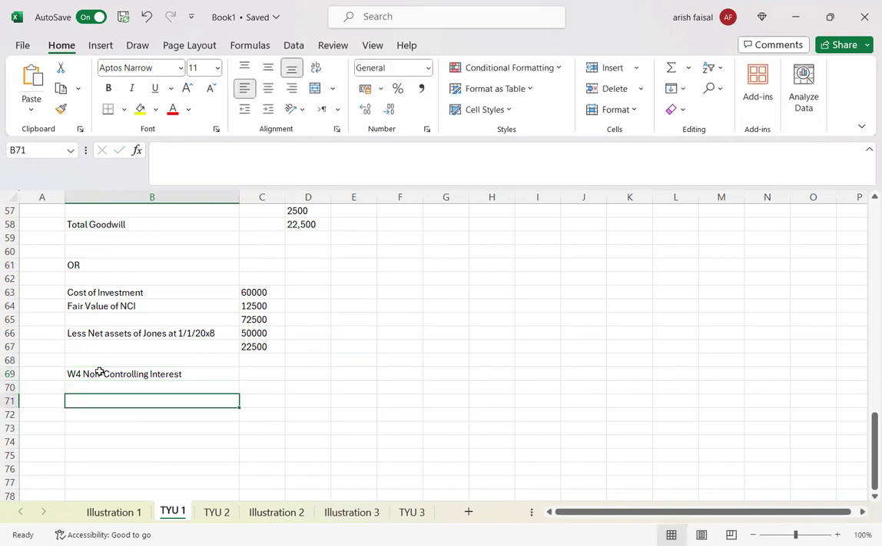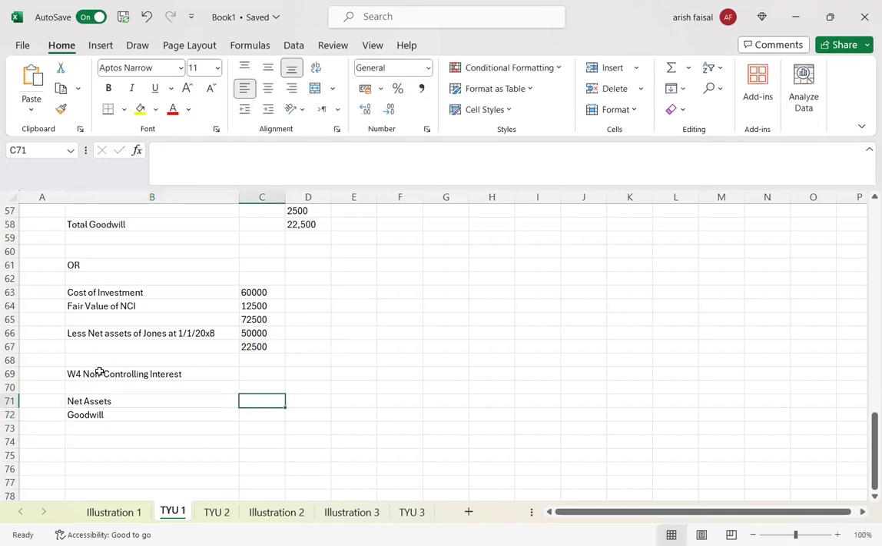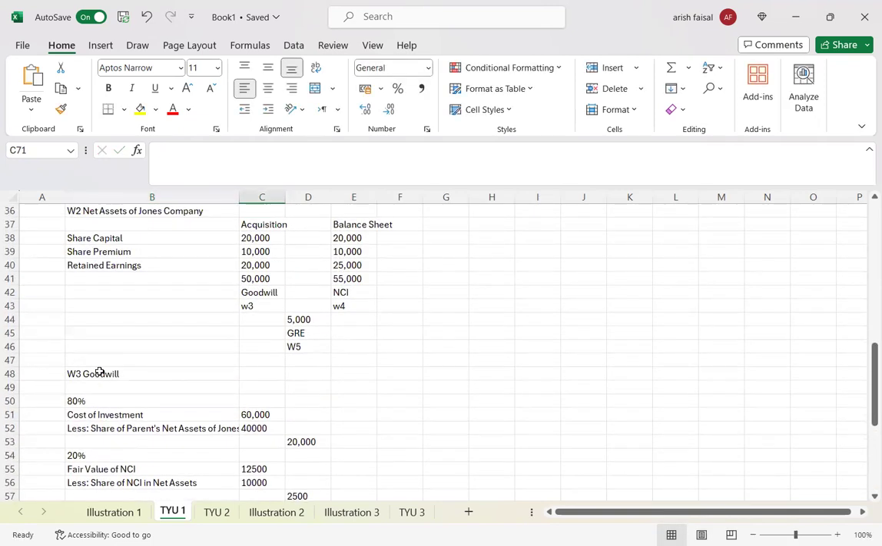right? So now when you're finding out the value of any company or a part of a company, it actually depends on two things. One of them is their net assets, the equity, and the second thing is the goodwill, right? So first we have to work out the net assets, and then we will work out the goodwill, and you will get the total valuation of that 20 percentage of the business which is not being owned by the Dickens company, right?